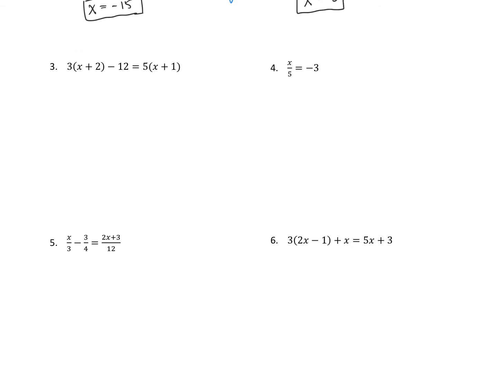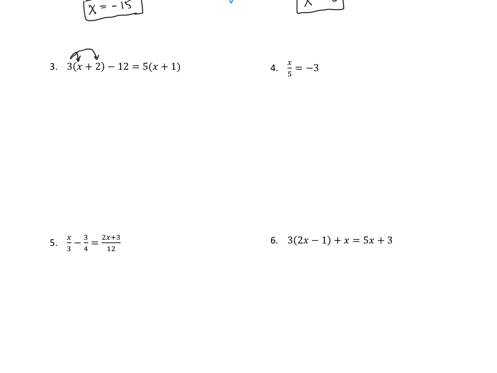All right, number 3, same directions, solve. This one's a little bit more complicated. We have parentheses that we need to undo first. Notice inside the parentheses, we don't have like terms. We can't add the x and the 2. But what we can do to get rid of the parentheses is to distribute. That means multiply that 3 to each term in the parentheses.